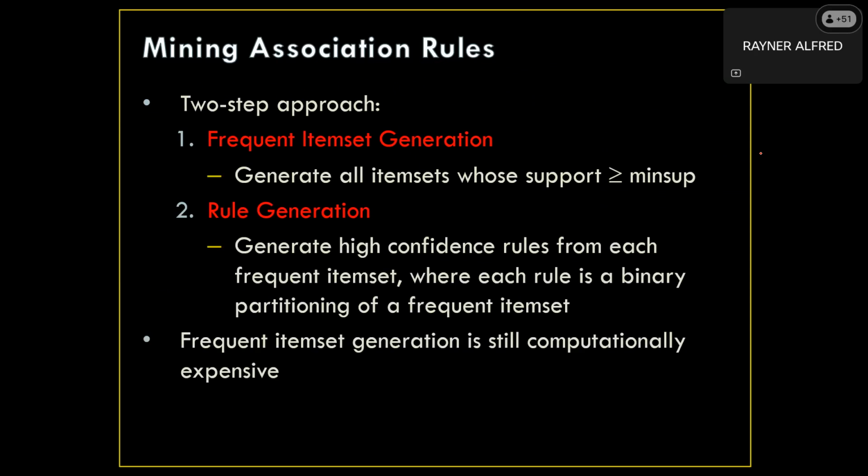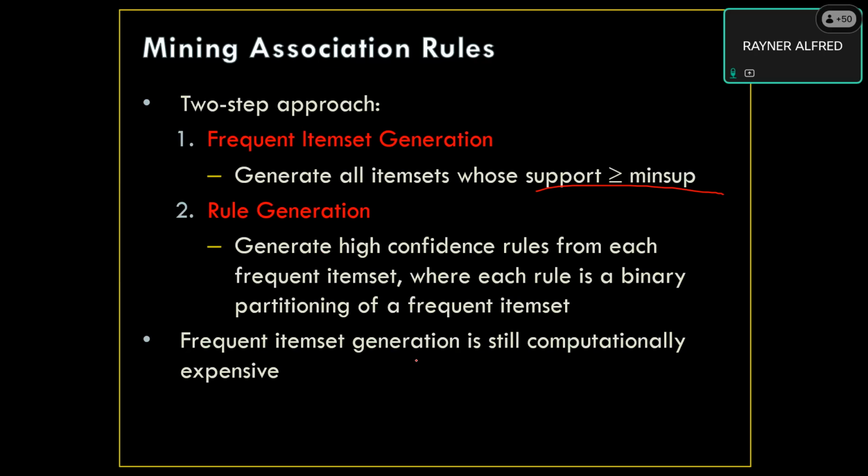Okay, so there is a two-step approach. The first one is to generate all item sets that satisfy the minimum support. So we want to eliminate the other item sets that do not fulfill the requirement here, which is that the support is greater than the minimum support threshold. Okay, so from there we can generate the rules, and then we only take the high confidence rules from each of the frequent item sets. So these are the two steps that we have.